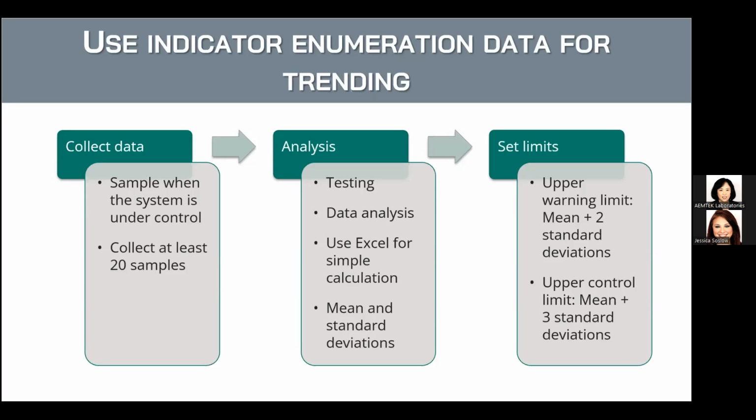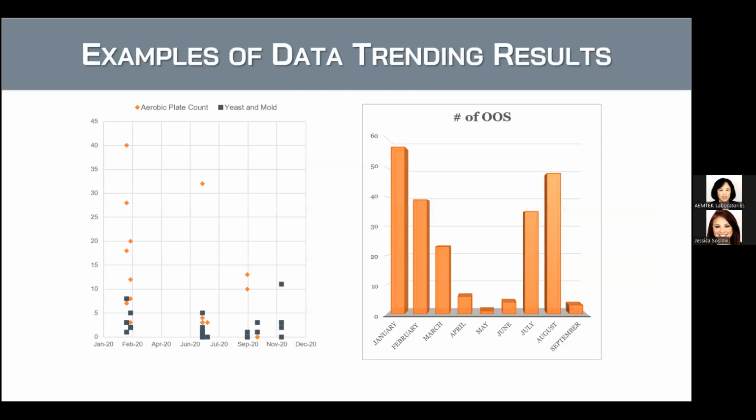You can set an upper warning limit, and then you can also set an upper control limit. What that gives you is, instead of actually looking at the number, you're looking for the times when you have an out of specification result and using that to trend. What is shown here is a simple data trending using Excel.